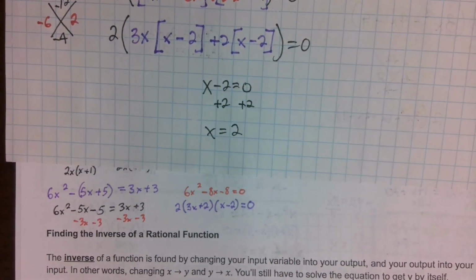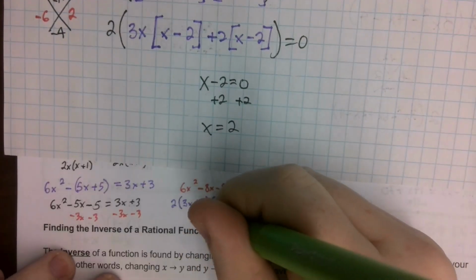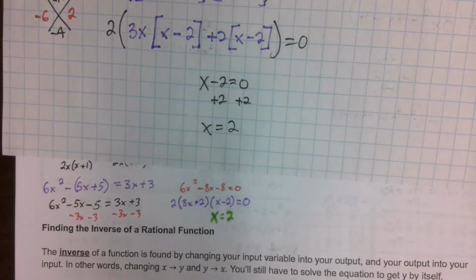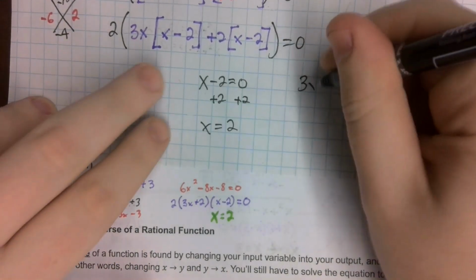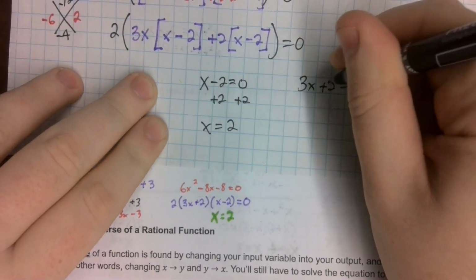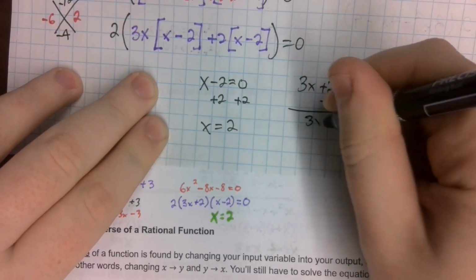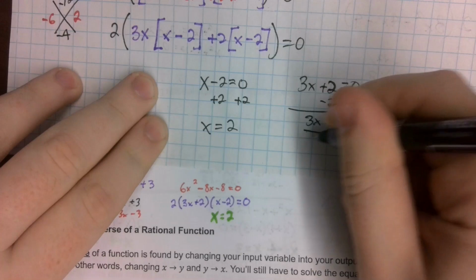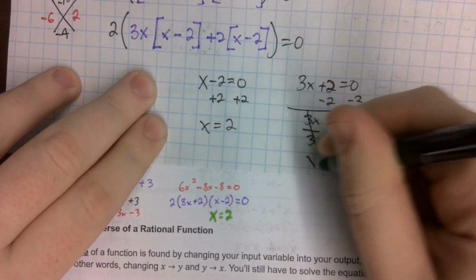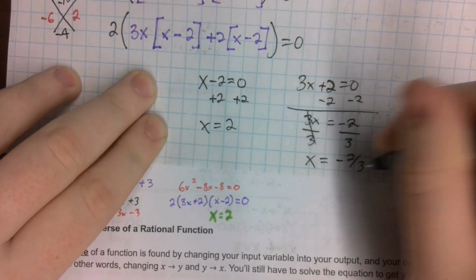The other answer, we could set 3x plus 2 equal to 0 and start solving it. So we subtract 2 from both sides, giving us 3x equals negative 2. Divide both sides by 3 and get x equals negative 2/3. So x equals negative 2/3 is our other answer.